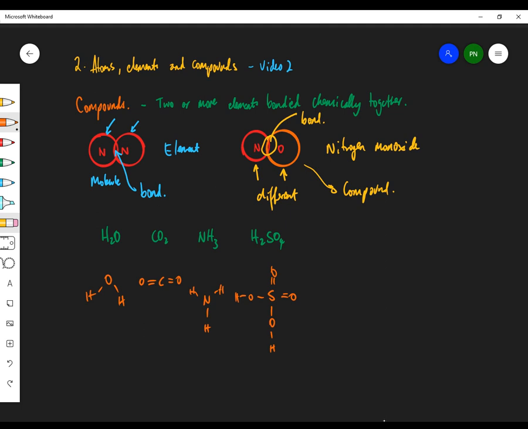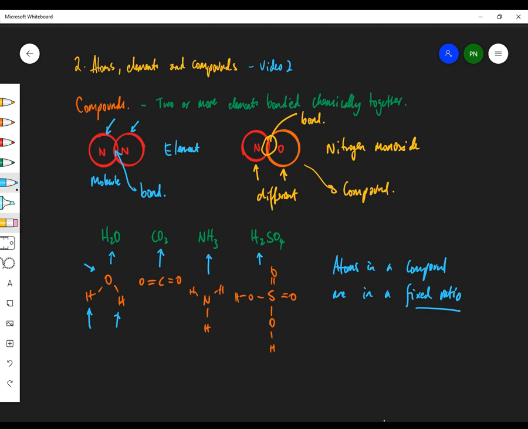As you can see, they're in a set ratio. The atoms in a compound are in a fixed ratio. They're not higgledy-piggledy. So in water, you have two hydrogens and one oxygen. It's always that. So the formula of water is therefore H2O. CO2, carbon dioxide, is one carbon and two oxygens. NH3 is one nitrogen, three hydrogens, and sulfuric acid is two hydrogens, one sulfur, four oxygens. So in a compound, they're in a fixed ratio.